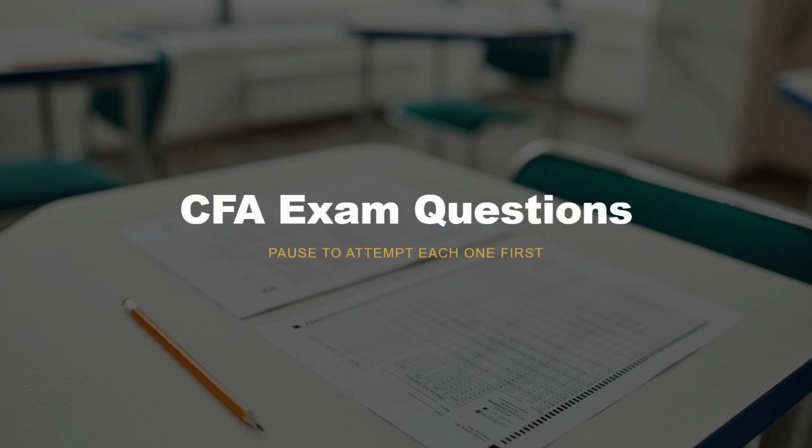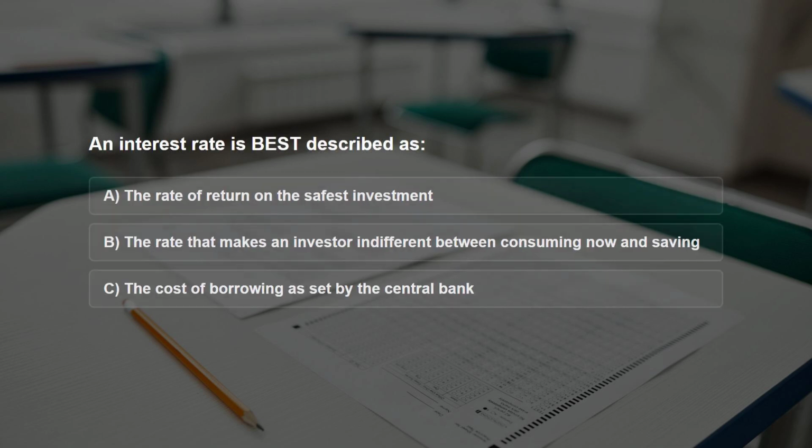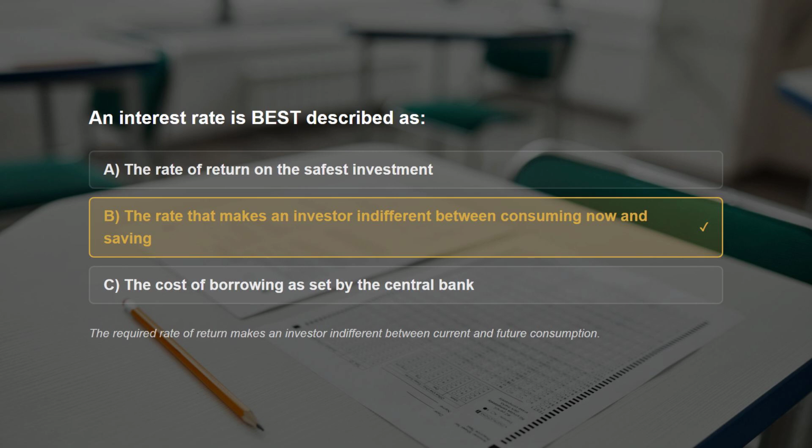Time to test yourself. Pause if you want to work each answer before I reveal it. Question 1. An interest rate is best described as which of the following? A. The rate of return on the safest investment. B. The rate needed to make an investor indifferent between consuming now and saving. C. The cost of borrowing set by the central bank.